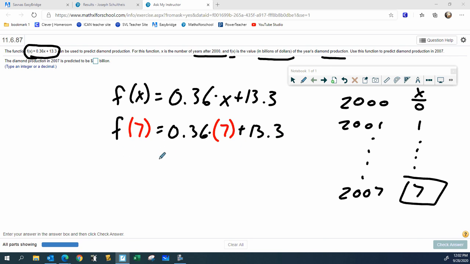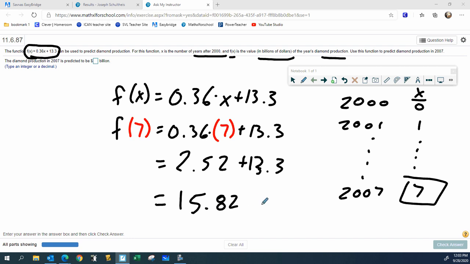And so as we go through this, we type that into our calculator. I've got a calculator in front of me here. It'll be faster. So 0.36 times 7, that's 2.52, plus 13.3. And we get $15.82 billion in production in the year 2007.